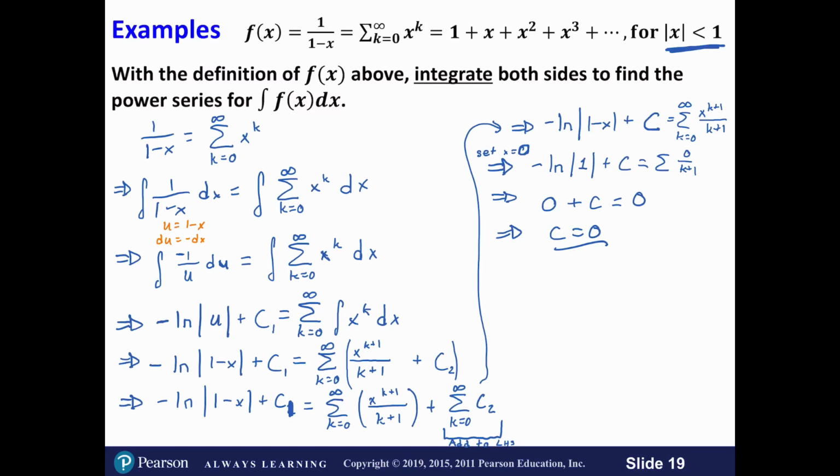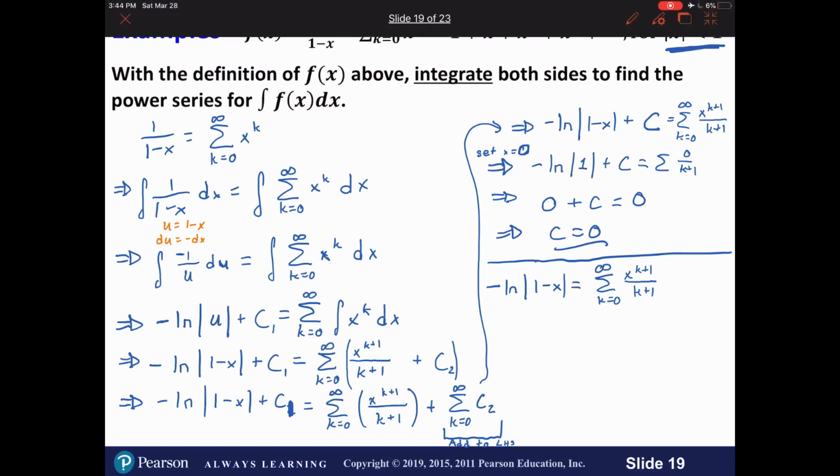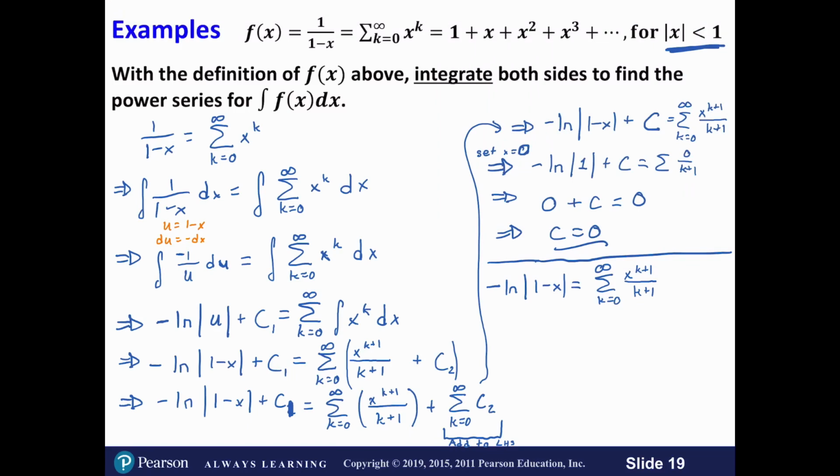All right, and so what we essentially have here is that the negative natural log of 1 minus x is equal to the sum from k equals 0 to infinity of x to the k plus 1 over k plus 1. We could also rewrite this to make it look slightly nicer: the natural log of the absolute value of 1 minus x is equal to the negative sum from k equals 0 to infinity of x to the k plus 1 over k plus 1. So whenever you look this up in tables or online or anything like that, this is generally what you will see.